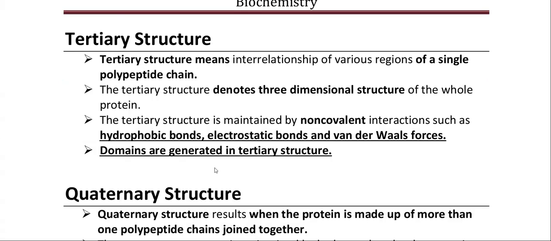Tertiary structure. Tertiary structure means the interrelationship of various regions of a single polypeptide chain. The tertiary structure denotes the three-dimensional structure of the whole protein. The tertiary structure is maintained by non-covalent interactions such as hydrophobic bonds, electrostatic bonds, and van der Waals forces. Domains are generated in tertiary structure.